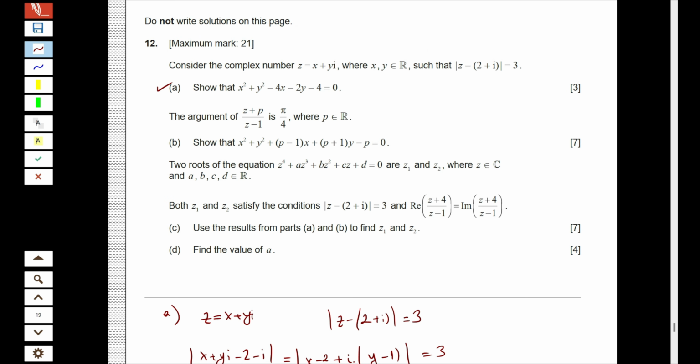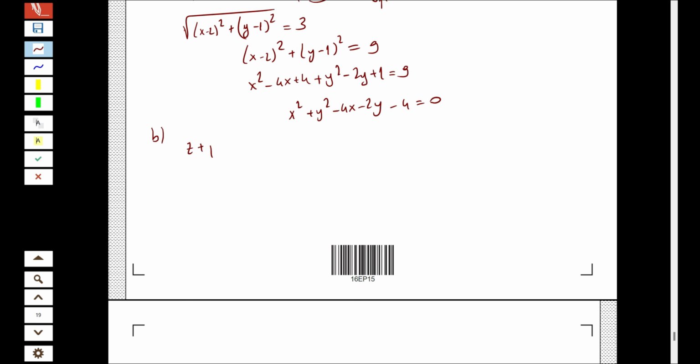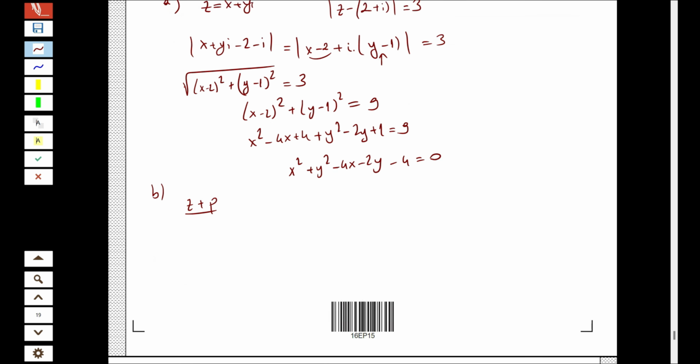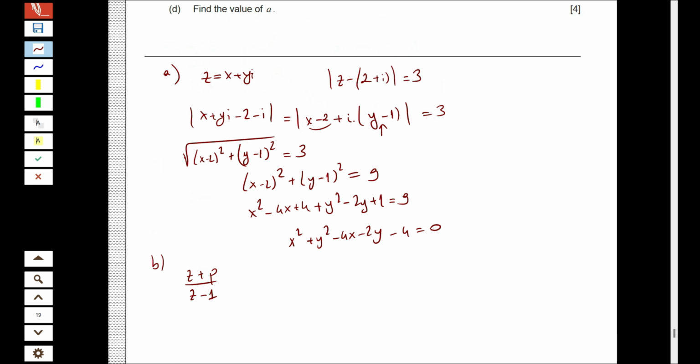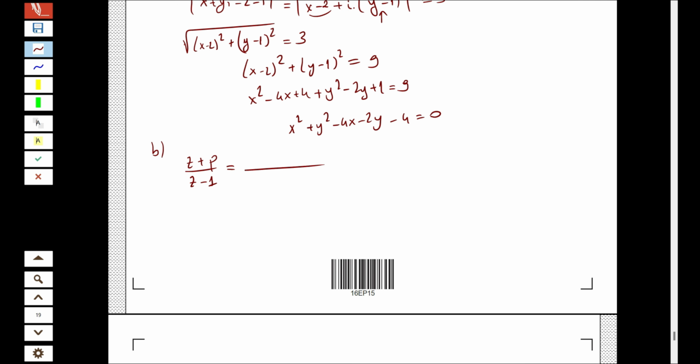And the argument of (z plus p) over (z minus 1) is pi over 4. p is a real number. Show that this expression in here. So what's going to be z plus p divided by z minus 1? Let's check it first. We know that z is x plus yi, so (x plus yi plus p) divided by (x plus yi minus 1). The real part of the numerator is x plus p, and the imaginary part is y i; at the denominator, x minus 1 plus yi.